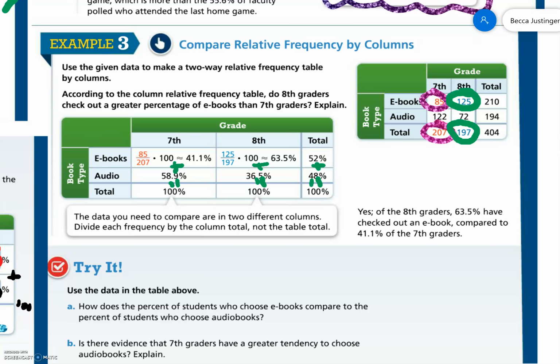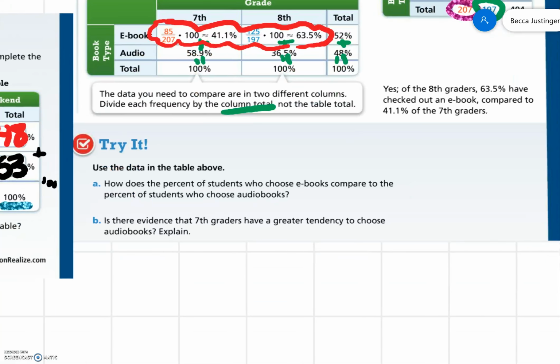The data you need to compare are in two different columns. Divide each frequency by the column total, not the table total. So if you're doing it by columns, you do it by the column total. So the question was, according to the column relative frequency table, do 8th graders check out a greater percentage of ebooks than 7th graders? So we're looking at the ebooks, and we're looking at 7th versus 8th grade. So yes, of the 8th graders, 63.5% have checked out an ebook compared to 41.1% of the 7th graders. So since 63 is more than 41, greater than, it is true.